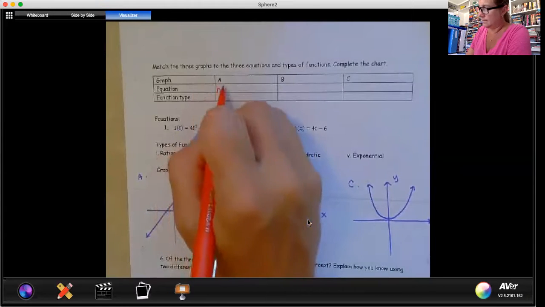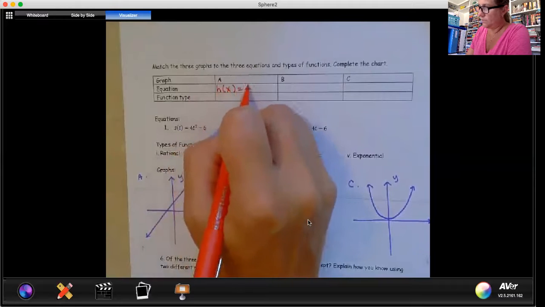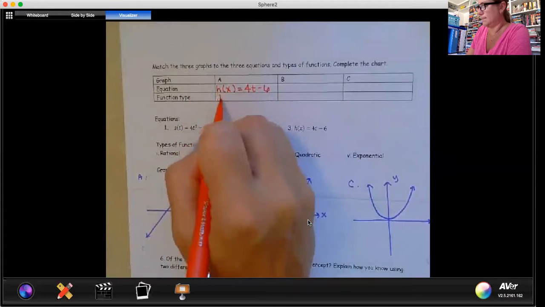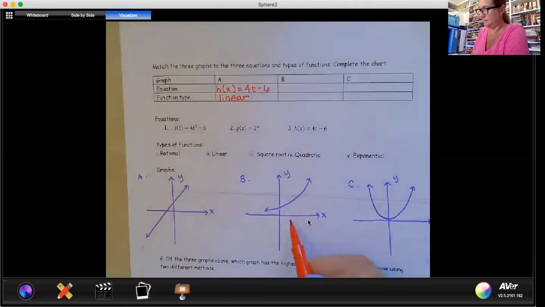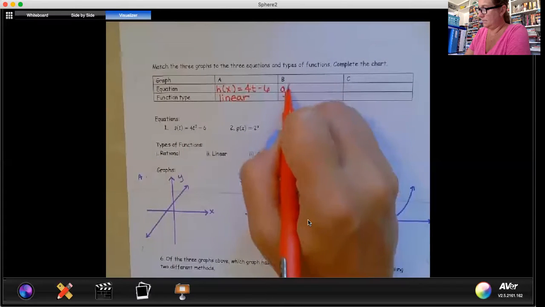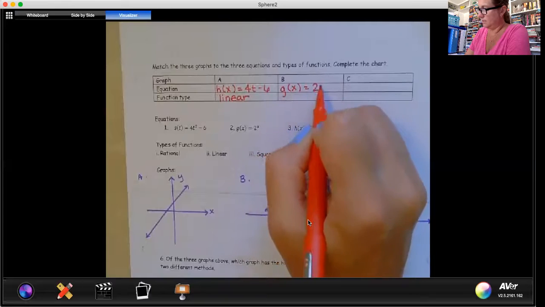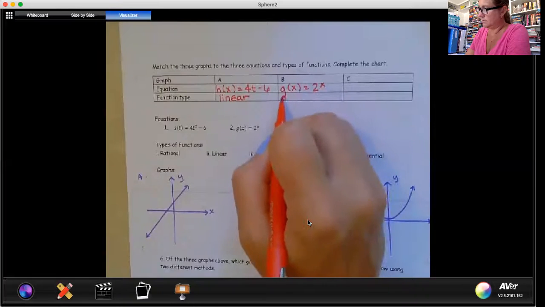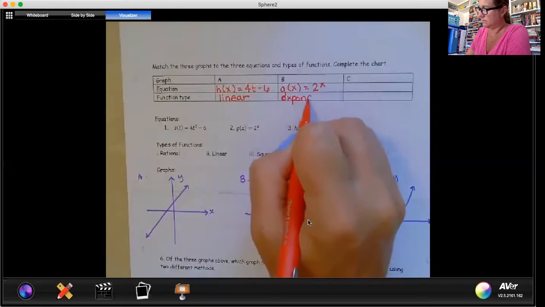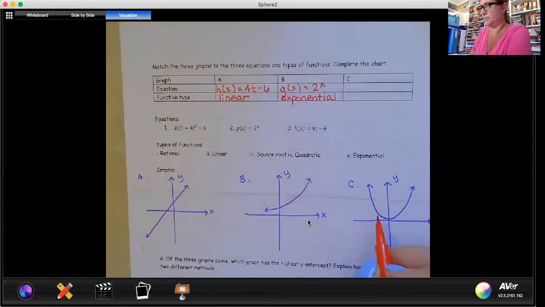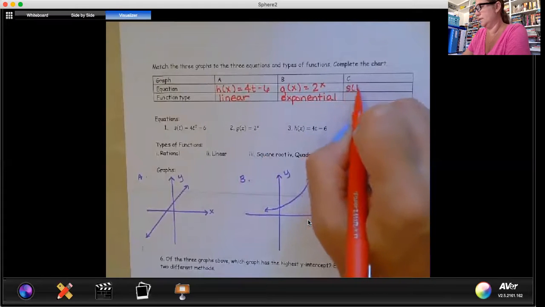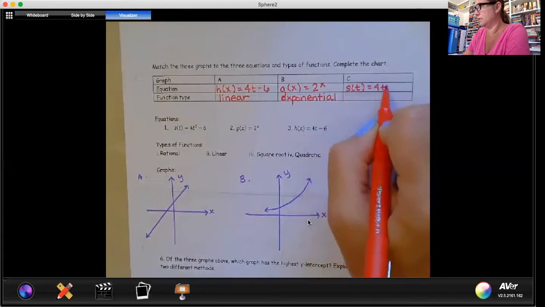So it's a line. So which one of these is a line? H of x equals 4t minus 6, and we've already said it's going to be linear. In graph B, you can use process of elimination if you're not sure. This is an exponential function. And graph C is a quadratic function.